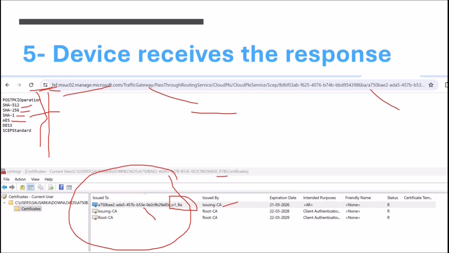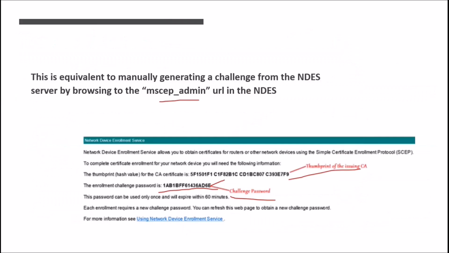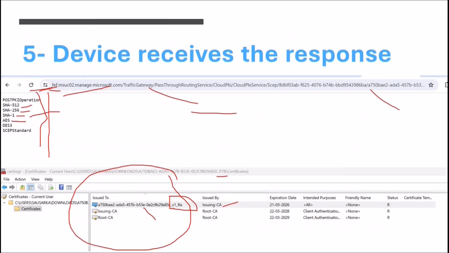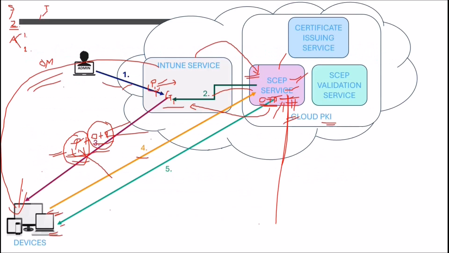So again, just paraphrasing, in step 4, when we do an actual demo, I will go to the browser and do the get CA cert and get CA caps, show you how we are supposed to do it, and show you that we are actually getting this response, which is going to correspond with the flow that I'm talking about over here.